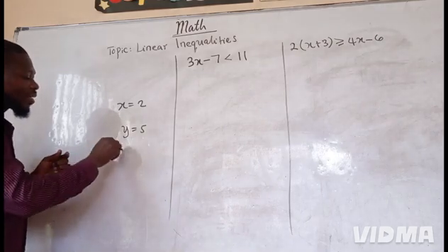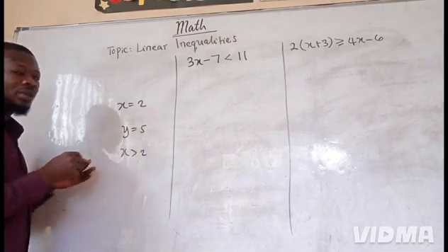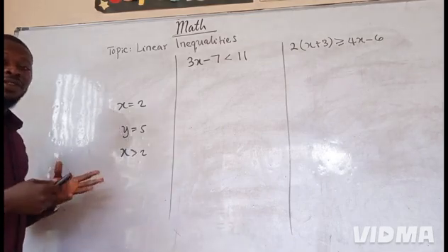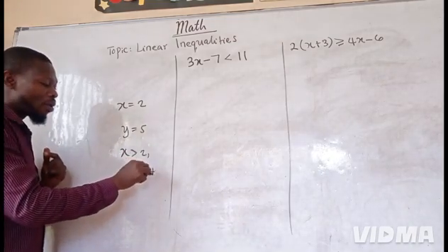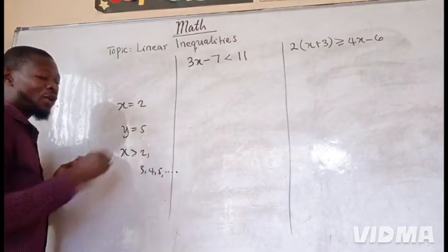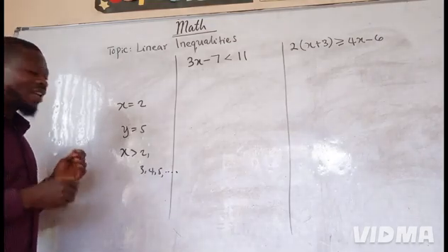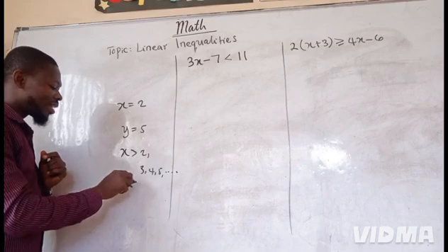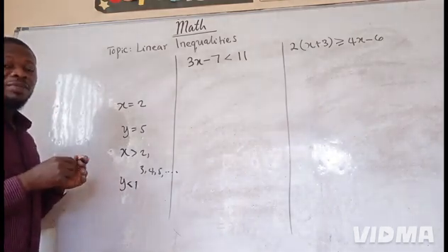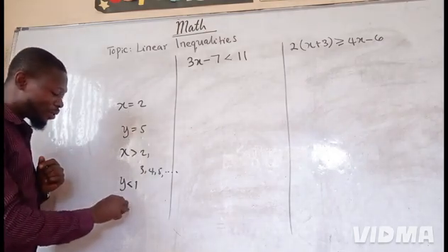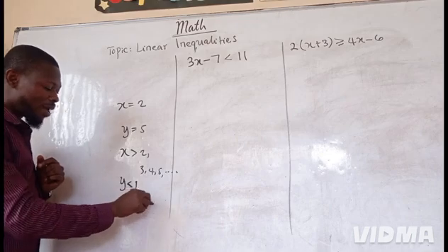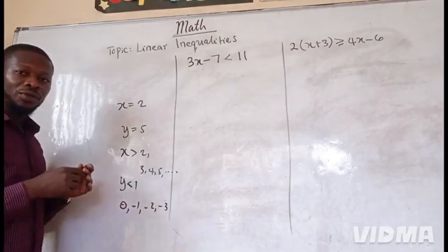If I say x is greater than 2, this means the possible values of x could be what? Could be 3, 4, 5, and then we continue up to infinity. And if I say y is less than 1, this means the possible values of y could be 0, -1, -2, and so on and so forth.